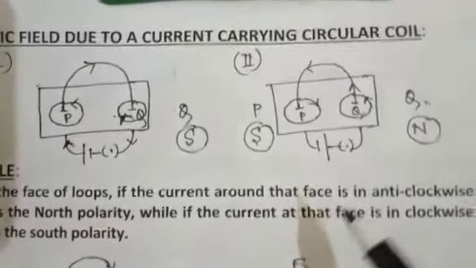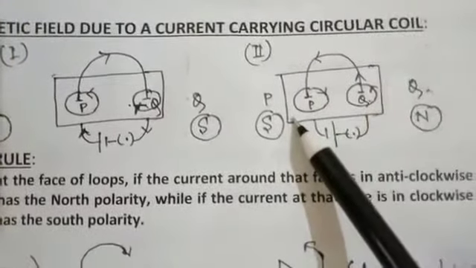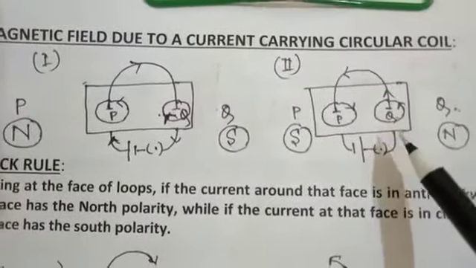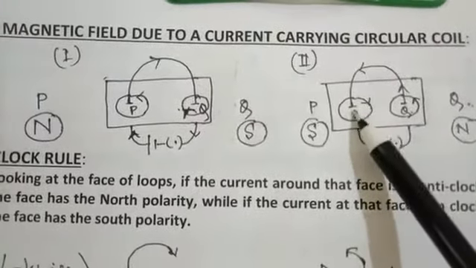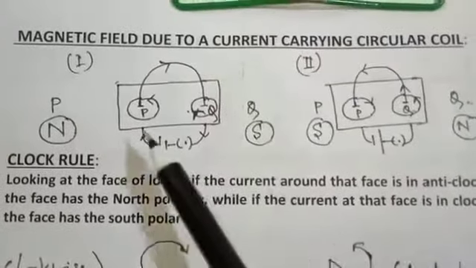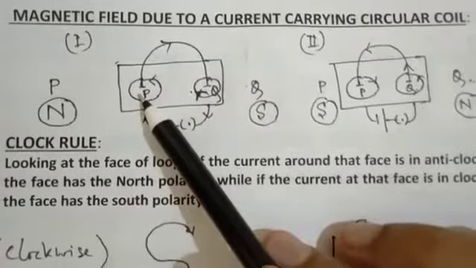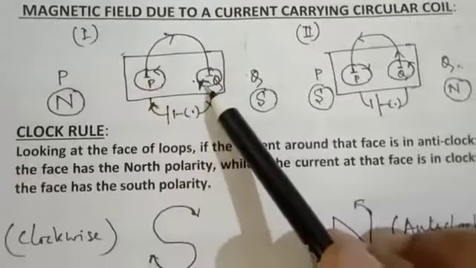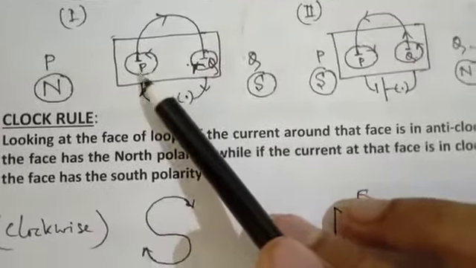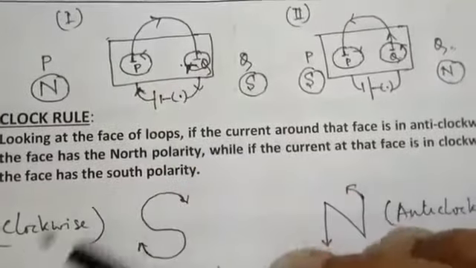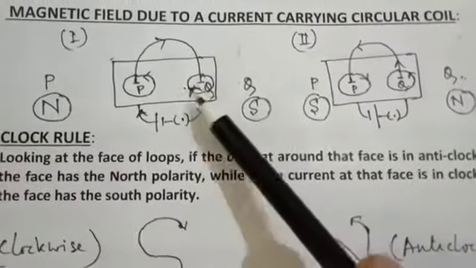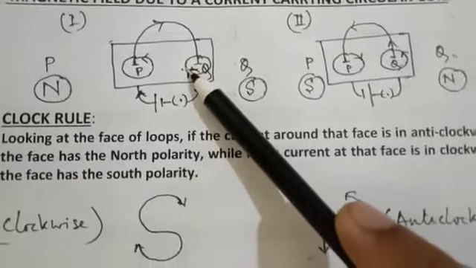In figure number 2, again it's a cardboard with a circular loop, but now the current comes in through Q and goes out from P. As we have studied in the previous video, when the current passes through the coil, a magnetic field is produced around the point P as well as around the point Q. P will have an anti-clockwise magnetic field according to the Maxwell right-hand thumb rule, and point Q will have a clockwise magnetic field by the same rule.